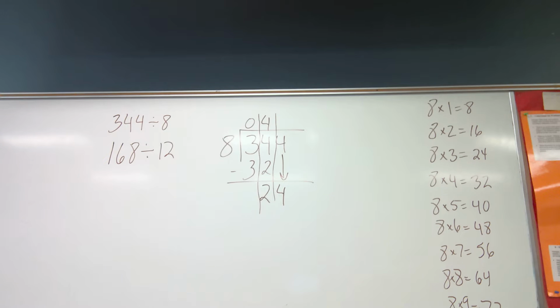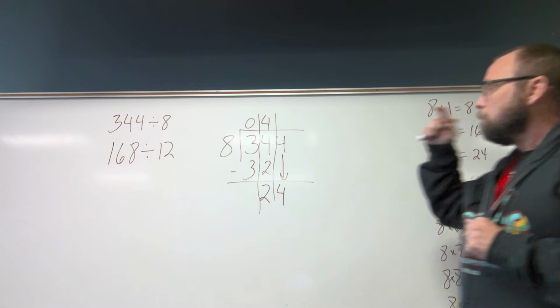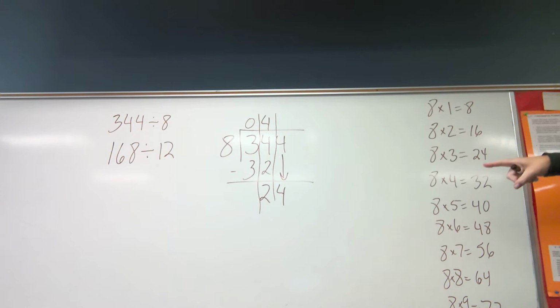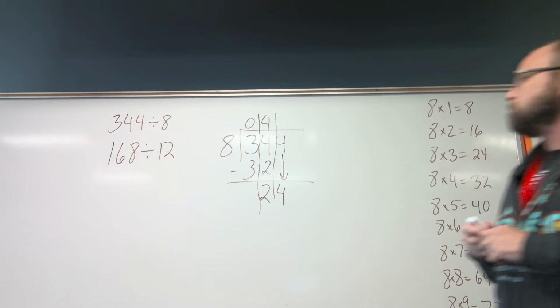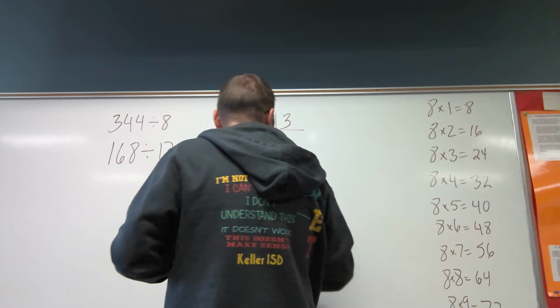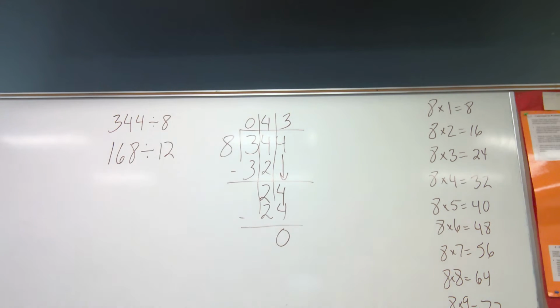So now I'm going to look at my multiples of 8. I'm going to get as close to 24 as I can without going over. I have 8, 16, 24. Oh, boom! I can get exactly 24. And that is 8 times 3 is 24. Then I subtract. I get 0, so I have no remainder.